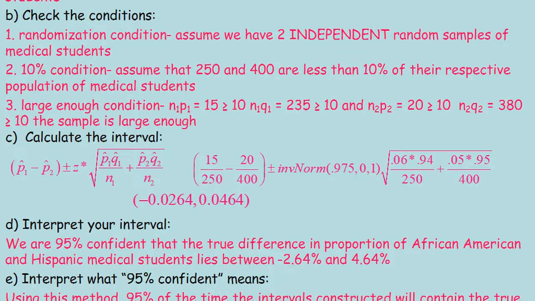Now I need to show you a little bit of what we did on chapter 20. Now we need to use this interval that we just made to determine if there really is a difference between the African American and Hispanic medical students, or if we don't have enough evidence to prove a difference. So that's going to be on your paper, letter F.